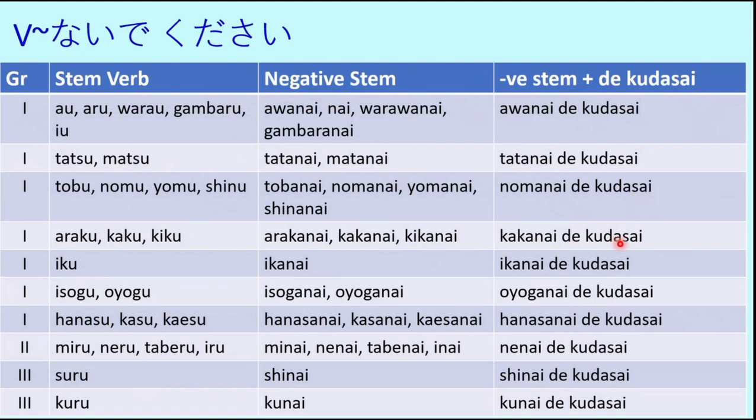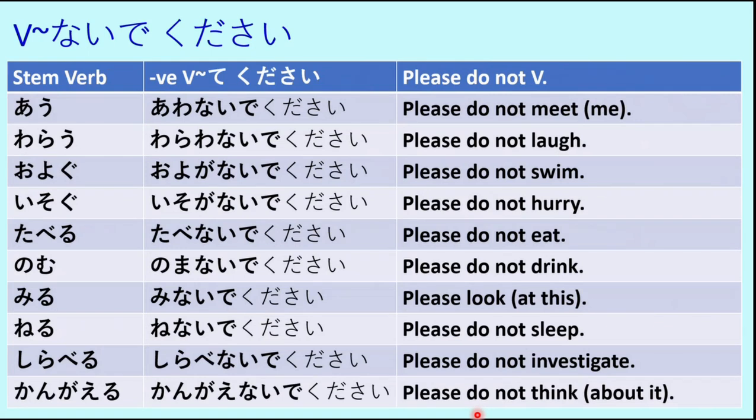Kakanai de kudasai, please do not write. Ikanai de kudasai, please do not go. Oyoganai de kudasai, please do not swim. Hanasanai de kudasai, please do not speak. Nenai de kudasai, please do not sleep, and so on. Shinai de kudasai, please don't do. Konai de kudasai, please do not come. So this is konai. This is not kunai. This is konai. So let's look at some examples here.